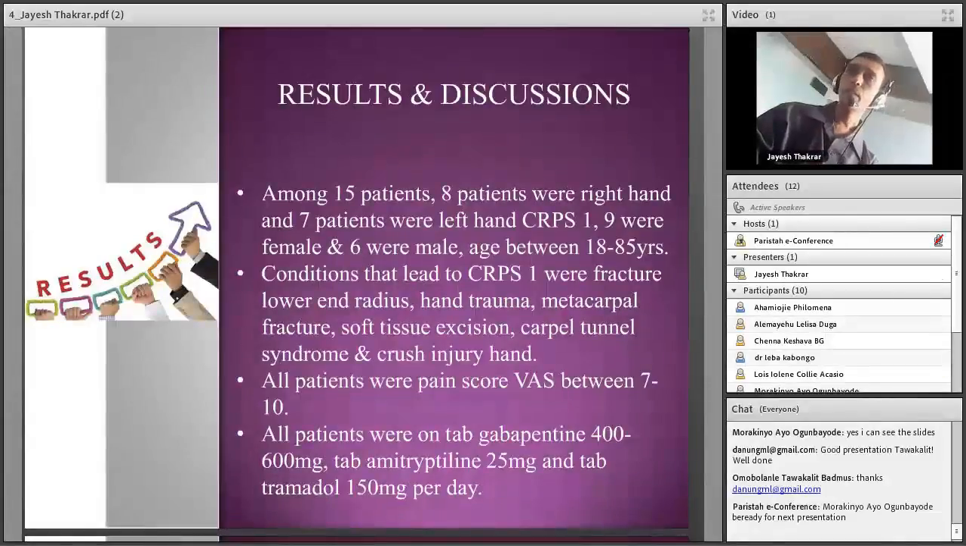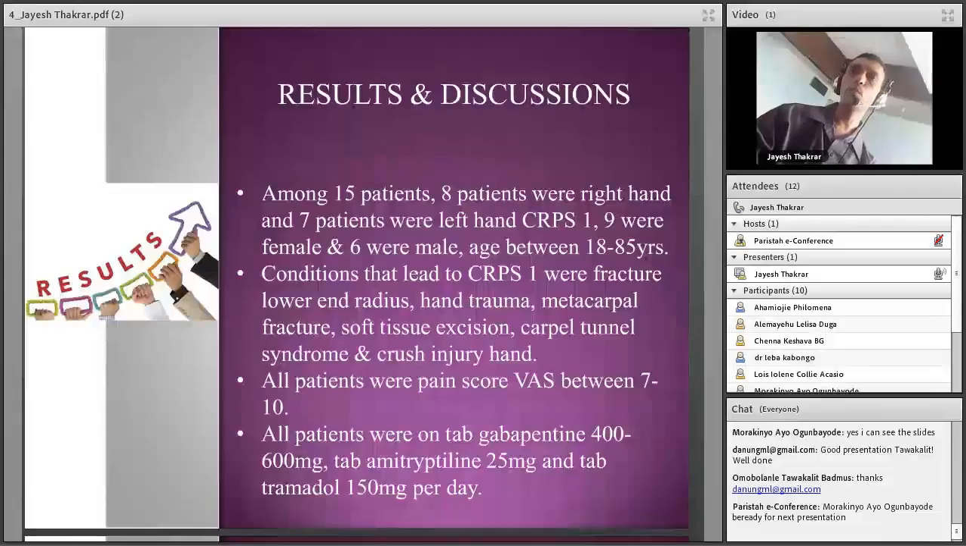Among the 15 patients, 8 were from the right hand and 7 were left hand complex regional pain syndrome type 1. 9 were female and 6 were male. The age range of all the patients was between 18 and 5 years. Conditions that led to CRPS 1 were fracture of the lower end of the radius, hand trauma, metacarpal fracture, soft tissue excision, carpal tunnel syndrome, and crush injury of the hand. All patients had an initial visual analog score between 7 and 10 out of 10.